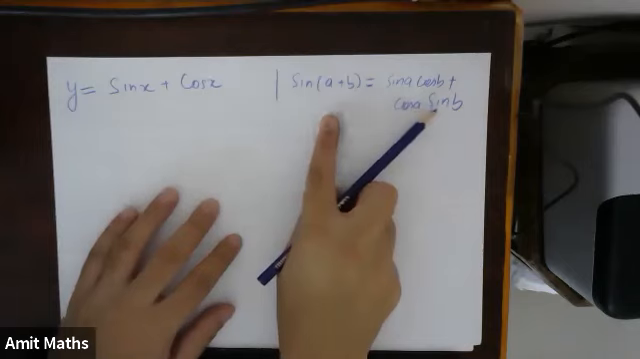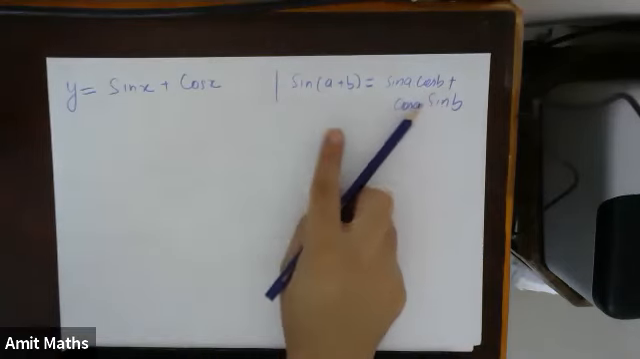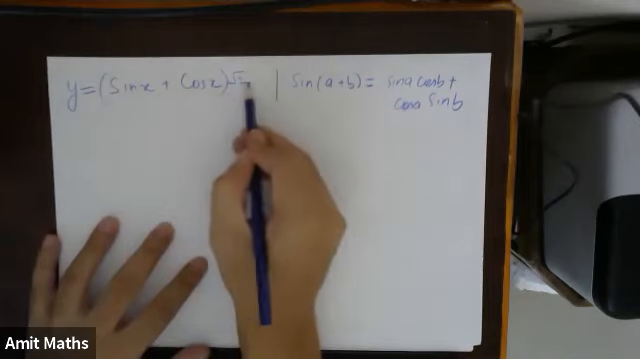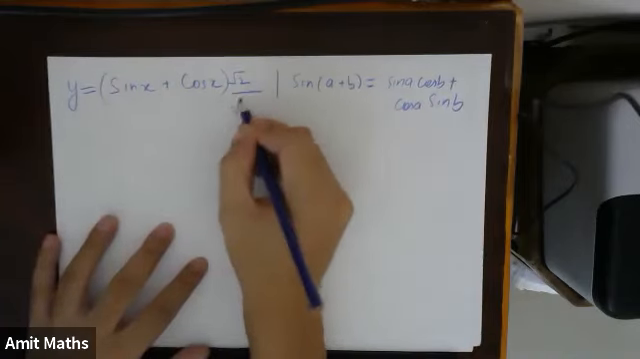Now how can I use this result to convert this into a single identity? What I can do is multiply with root 2 and divide with root 2.